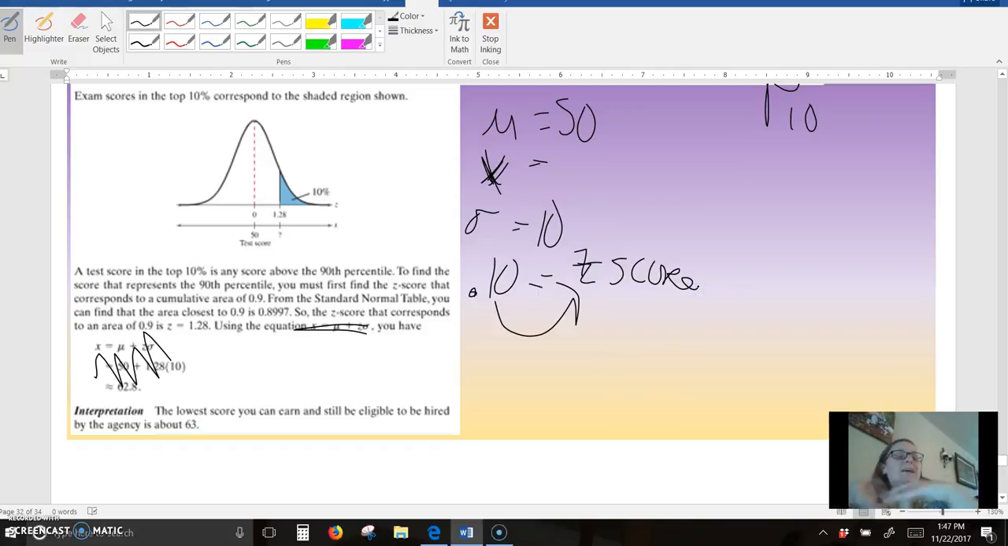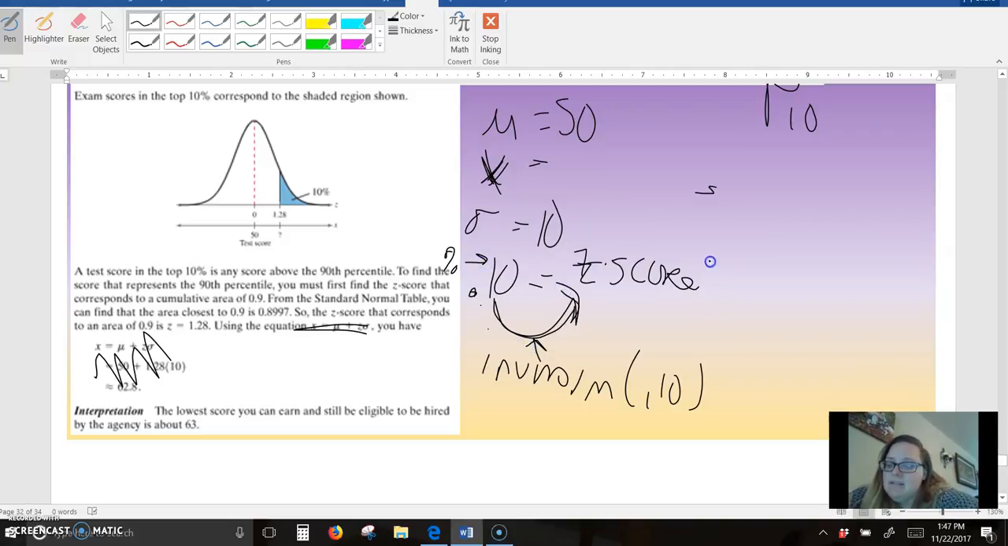To get the appropriate z-score, you can look up 0.10, see what's closest, and then go out. Or we can do the inverse norm of 0.10, which is what I'm going to do. Second bars, inverse norm, 0.10. This 0.10 is not the z-score, it's the percentage. So I'm going to use the calculator, and for my z-score, I get negative 1.28.